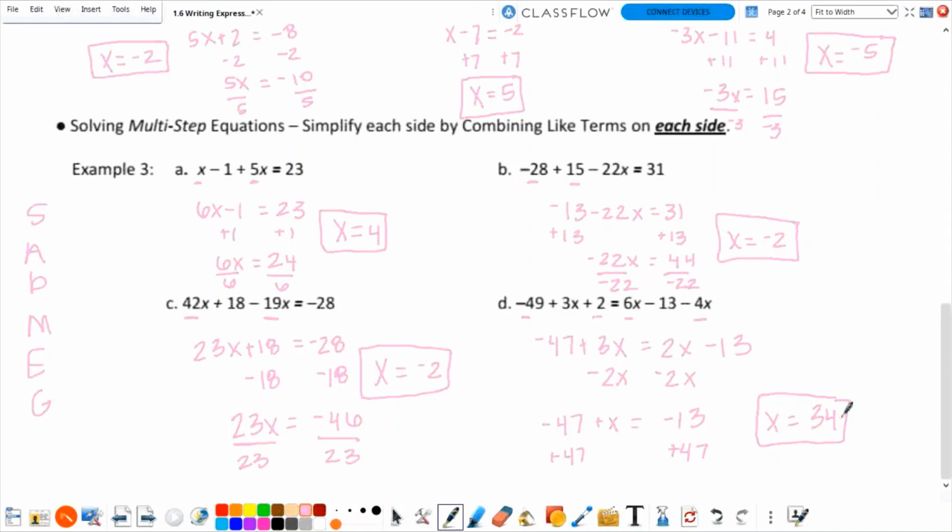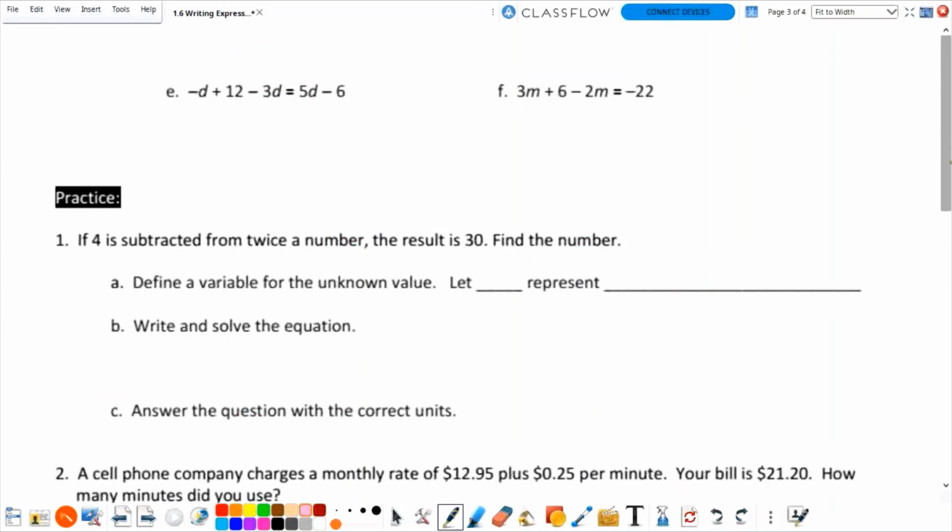All right, we just have two more on the next page. Negative d plus 12 minus 3d equals 5d minus 6. All right, so we need to combine negative d and negative 3d. That'll give us negative 4d. We'll bring the right side down the way it is.